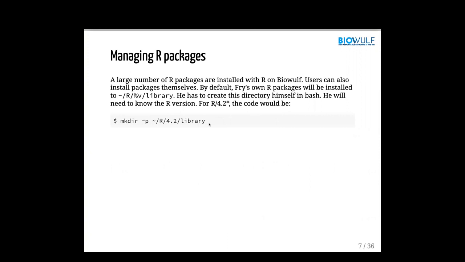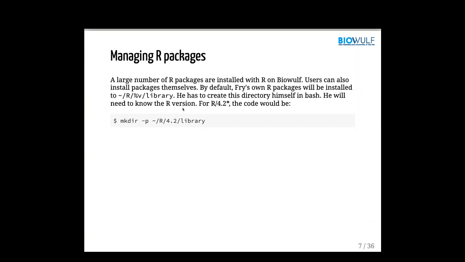Besides the version of R, Fry also has to think about the version of the R library. There are more than 1,700 R libraries installed on our current R module. And as a user, Fry can also install a package to his home directory. It will be home/R version, then library. If Fry hasn't created that directory before, he just needs to run this command for the first time.